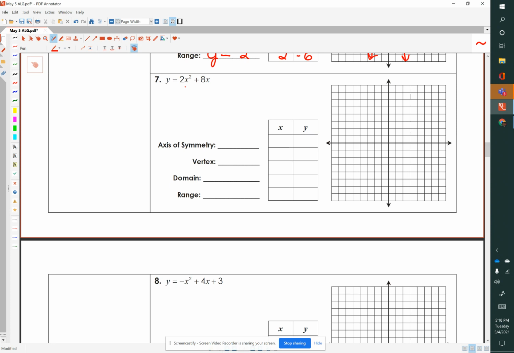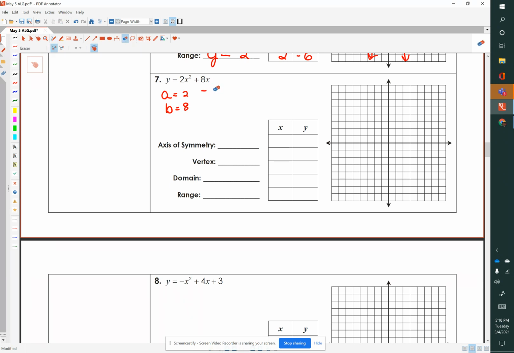We have y equals 2x squared plus 8x. There is no c value in this particular quadratic. So let's just get started with what we have. Our a value is 2 and our b value is 8. So we'll find the axis of symmetry.